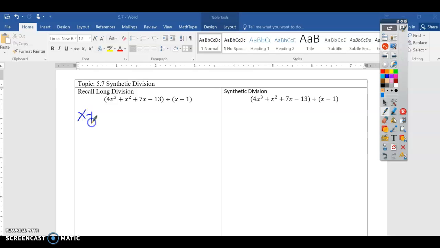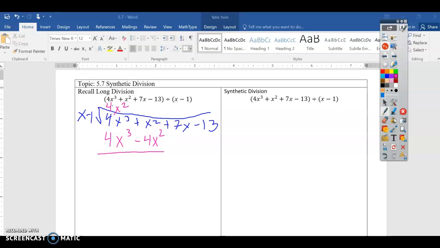So x minus 1, dividing 4x to the third power plus x squared plus 7x minus 13. Okay, so x times 4x squared will give me 4x to the third. Negative 1 times 4x squared is negative 4x squared.